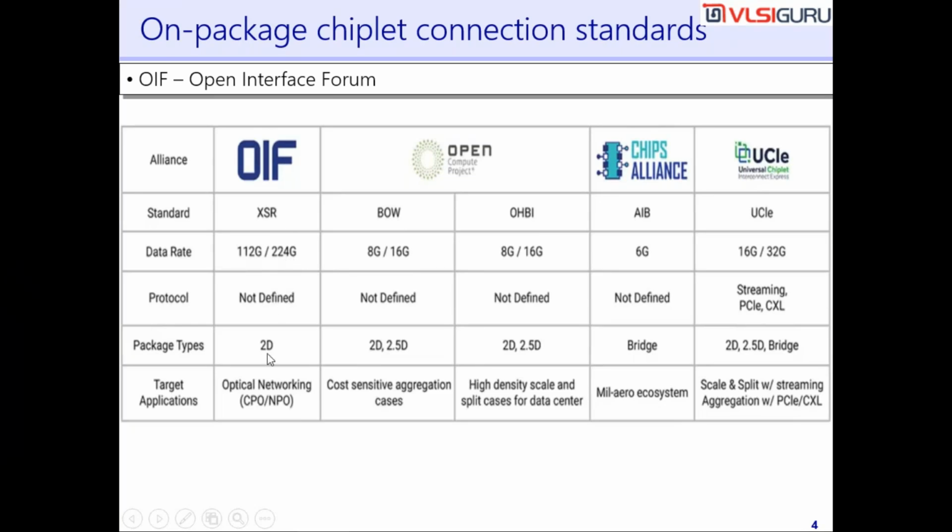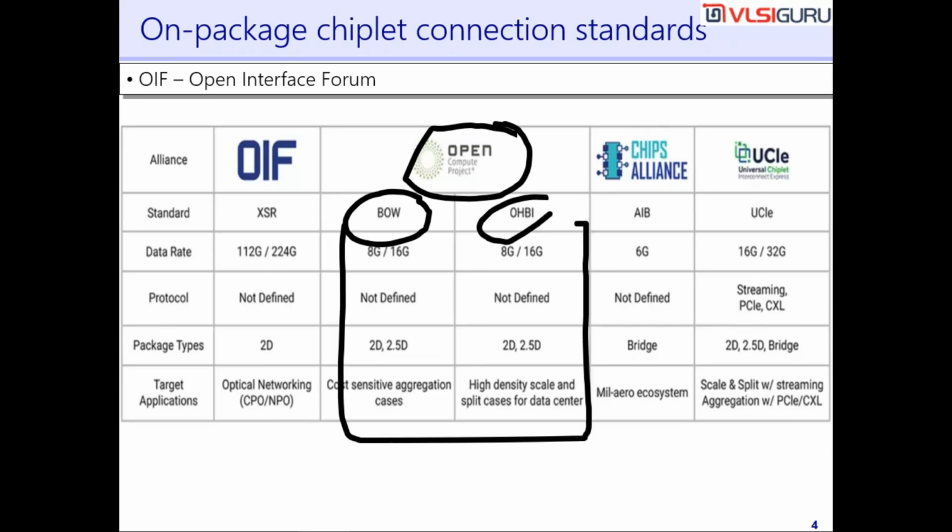Protocol not defined. The package type is 2D. It can be used, but there is no specific protocol. Package type is only 2D, and it is used for optical networking, CPO and NPO. Like that, there was one more thing called Open Compute Project, which uses BoW and OHBI, so it has these kinds of factors.